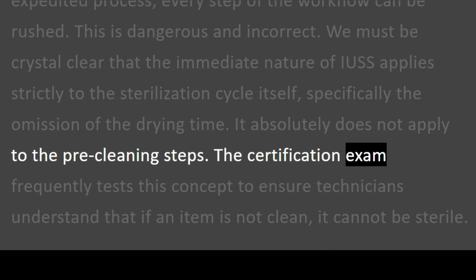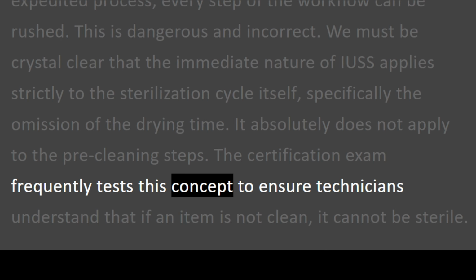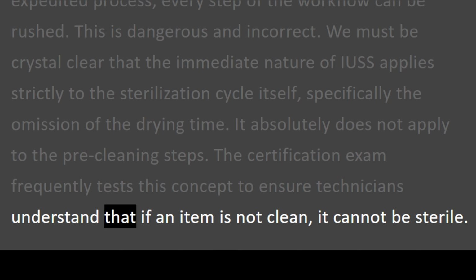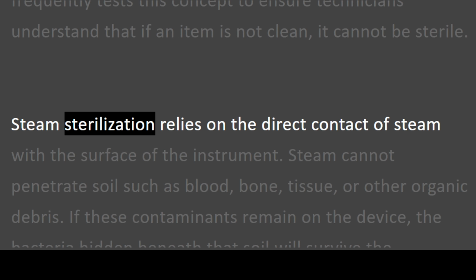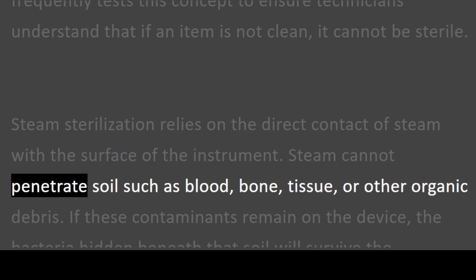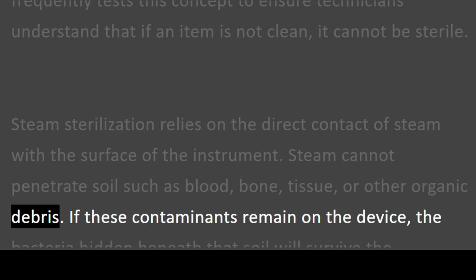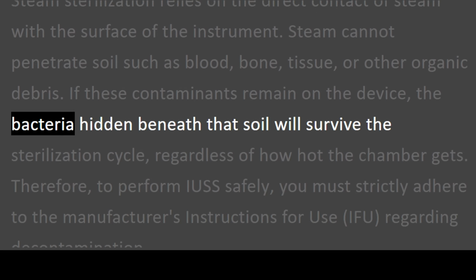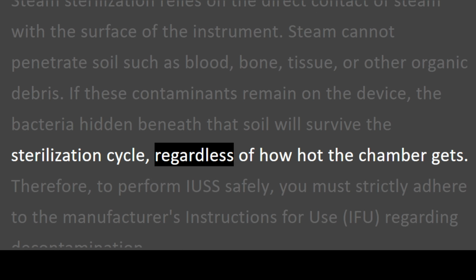The certification exam frequently tests this concept to ensure technicians understand that if an item is not clean, it cannot be sterile. Steam sterilization relies on the direct contact of steam with the surface of the instrument. Steam cannot penetrate soil such as blood, bone, tissue, or other organic debris. If these contaminants remain on the device, the bacteria hidden beneath that soil will survive the sterilization cycle, regardless of how hot the chamber gets.